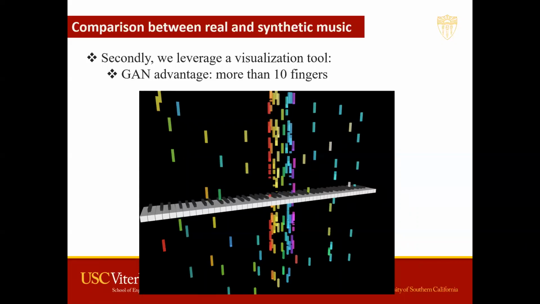Secondly, we use the previous visualization tool to visualize the synthetic music. From the snapshot, we can find there are more than 10 keys hit at the same time. This is one advantage of the GAN, which means the GAN has more fingers than we humans.